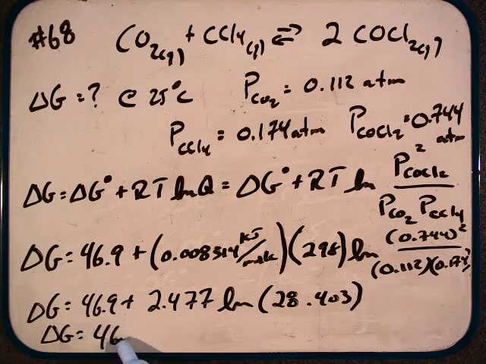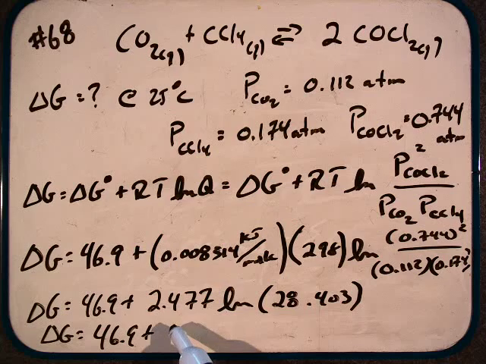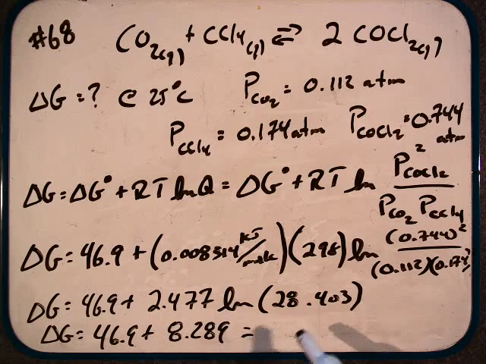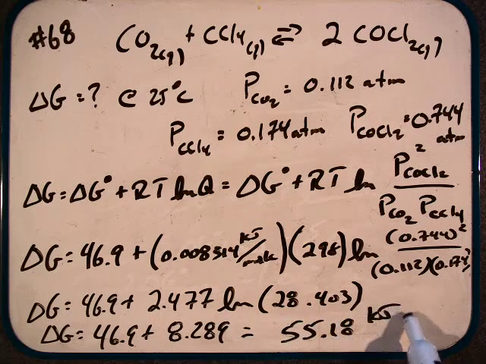And so that delta G is going to be 46.9 plus 8.289 to give us a final value of 55.18 kilojoules per mole for this delta G that's not at standard state. And since it's a positive delta G, that would indicate that the equilibrium would be shifting to the left, or the starting material side, to reach equilibrium. That is number 68 in chapter 17.